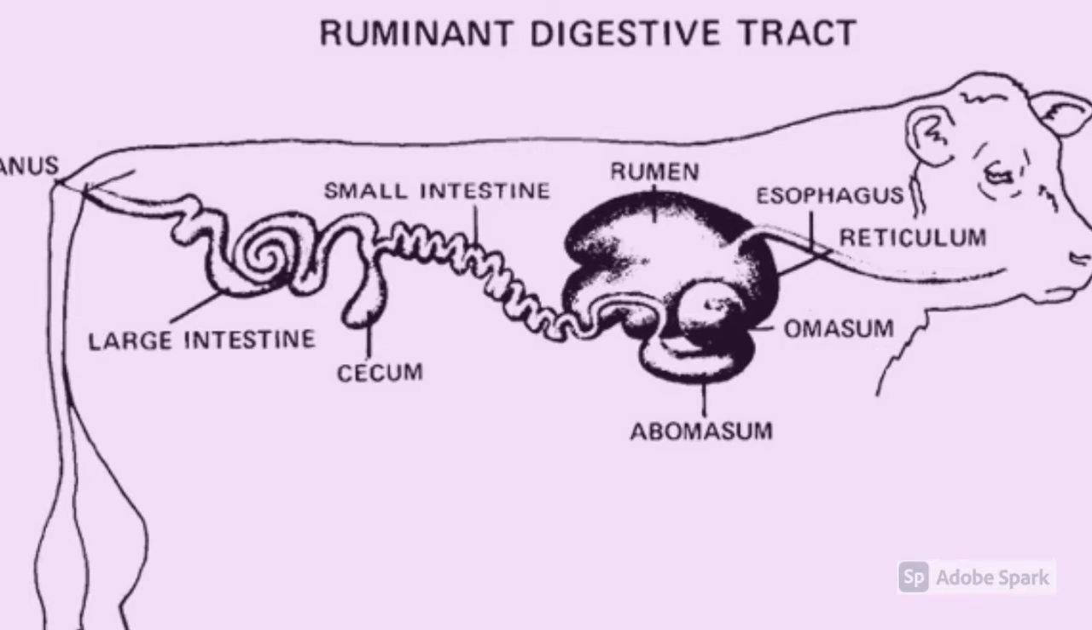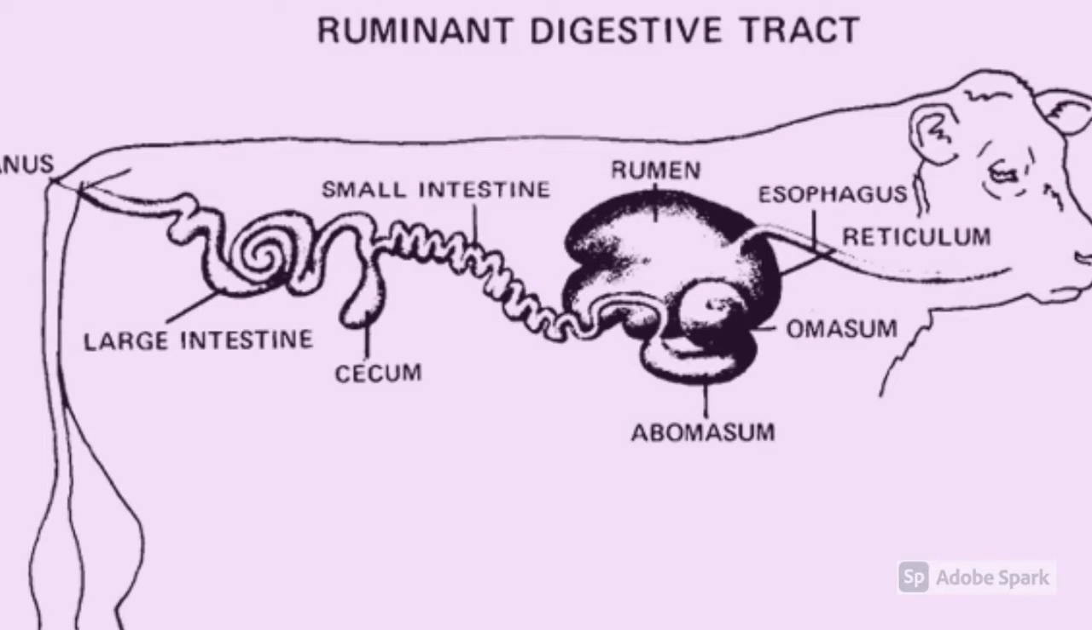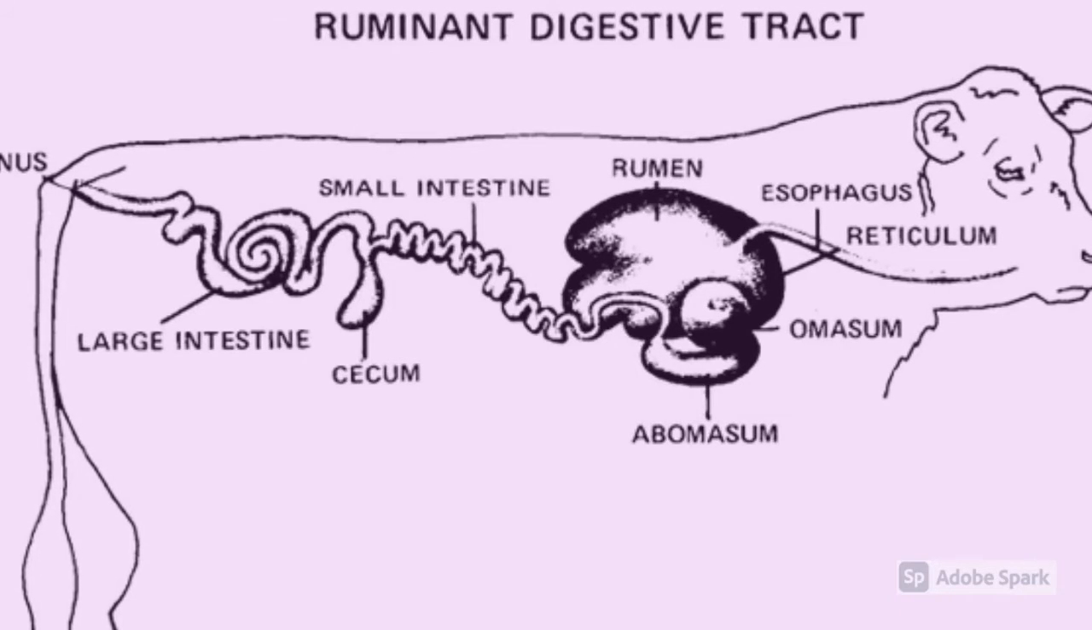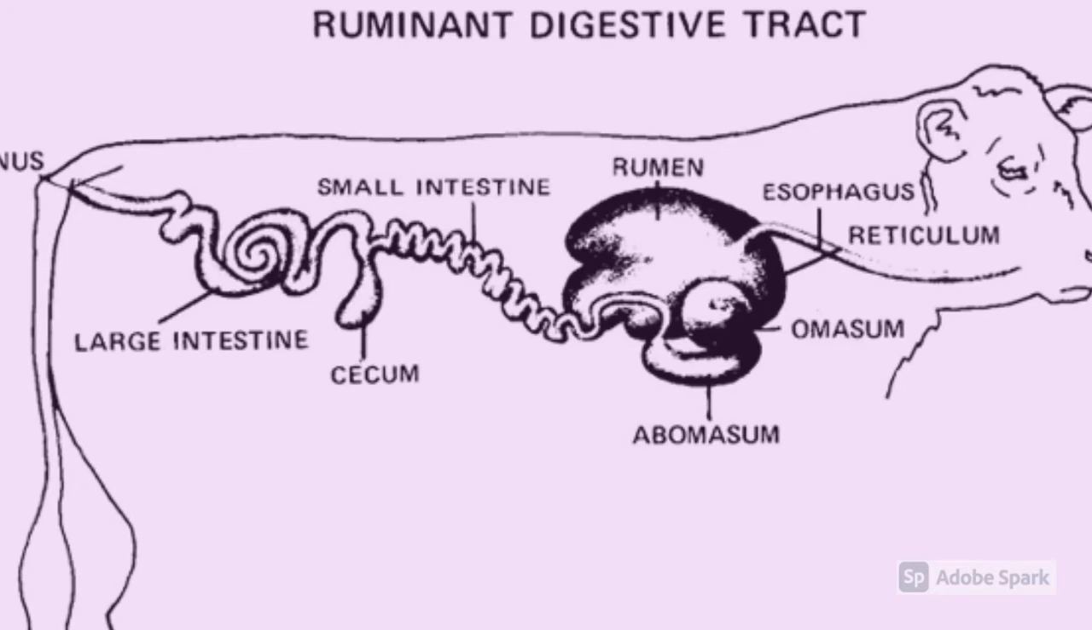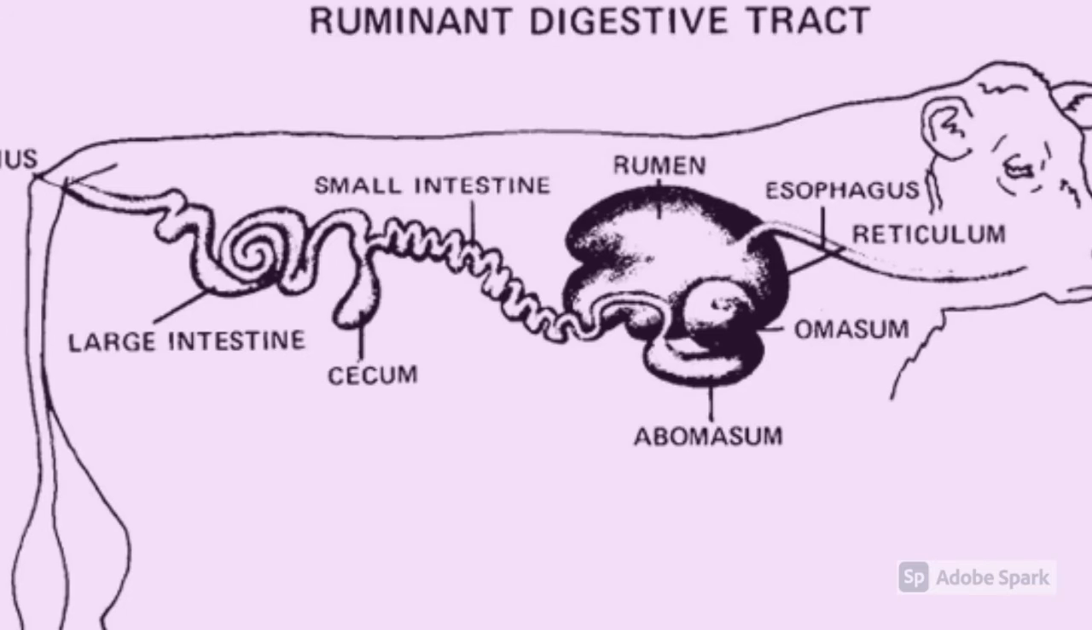So as you can see on this diagram we have here, it starts out with the mouth at the front end of the cow, and then the digestion will move from the mouth to the esophagus, and then into the reticulum, and then the omasum, the abomasum, the rumen, and then make its way into the small intestine. Some will stay into the cecum, and then it will move into the large intestine.